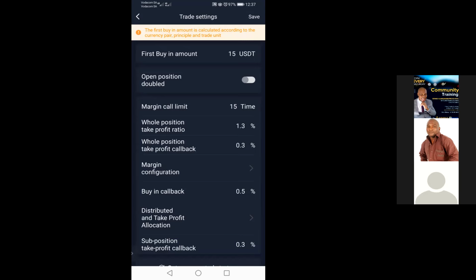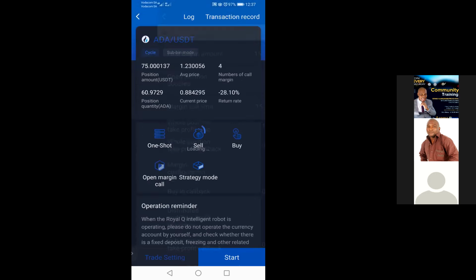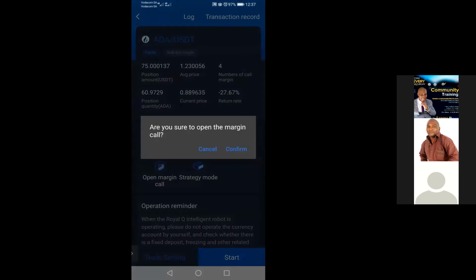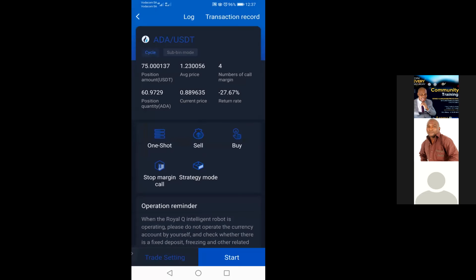Okay. Yes, then on top, you save the settings that we came up with. Top right. And then open margin call. We confirm. And then you can start the trade.